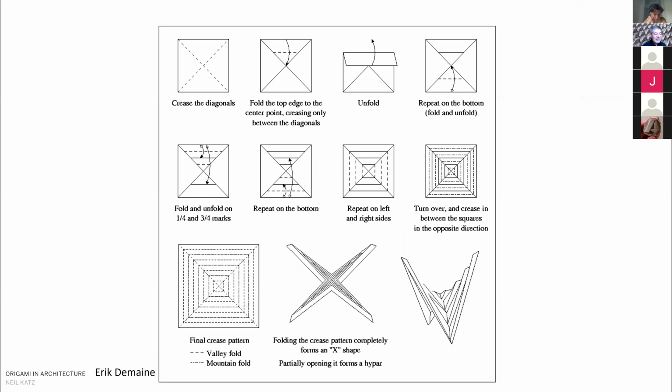Another master is Erik Demaine, who's also a physicist and mathematician and teaches at MIT. And this is one of his folds, which creates a hyperbolic paraboloid, or a hyper. And it's also a very simple, you can see the pattern, very simple diagram. And again, the solid lines fold in one direction and the dashed lines fold in the other direction. And it creates this form that's very flexible. And it's made of only straight lines, but the form itself is very curvy.